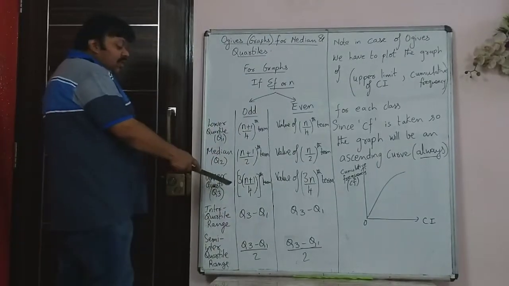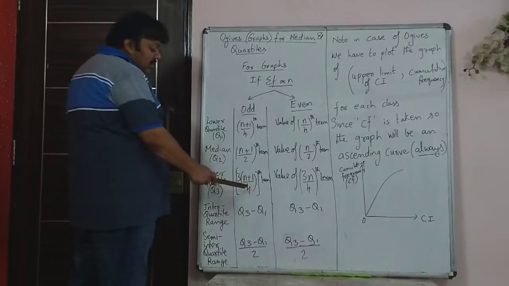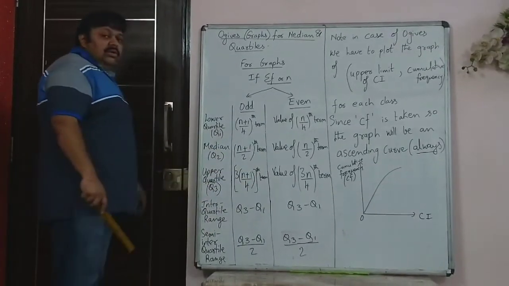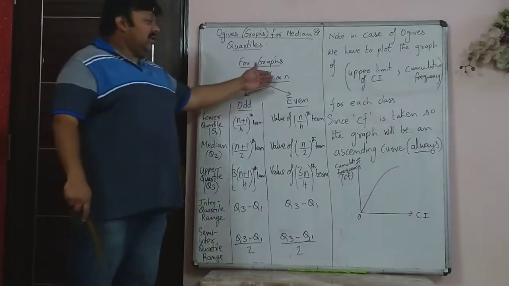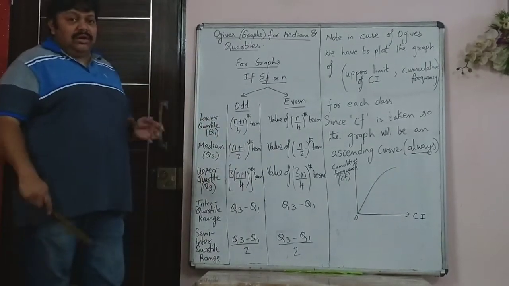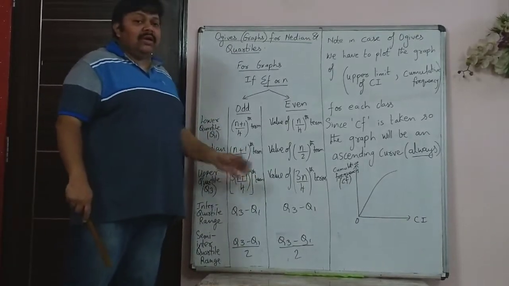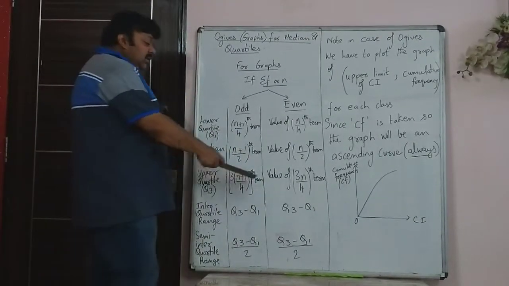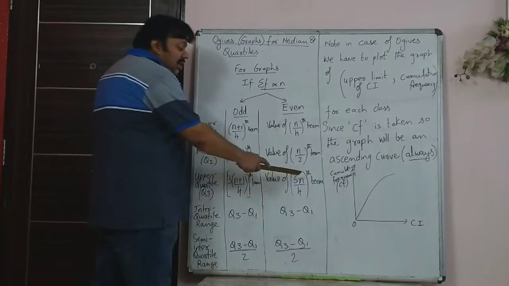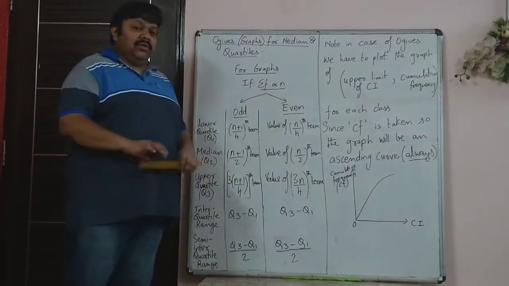Same way, upper quartile or 75% of the data. So it is 3 by 4 of n plus 1 term. So if it is 99, it will be the 3 by 4th of 100, since 99 plus 1 is 100. So it would be the 75th term's value. In this case, if n is even, it would be directly the 3n by 4th term.